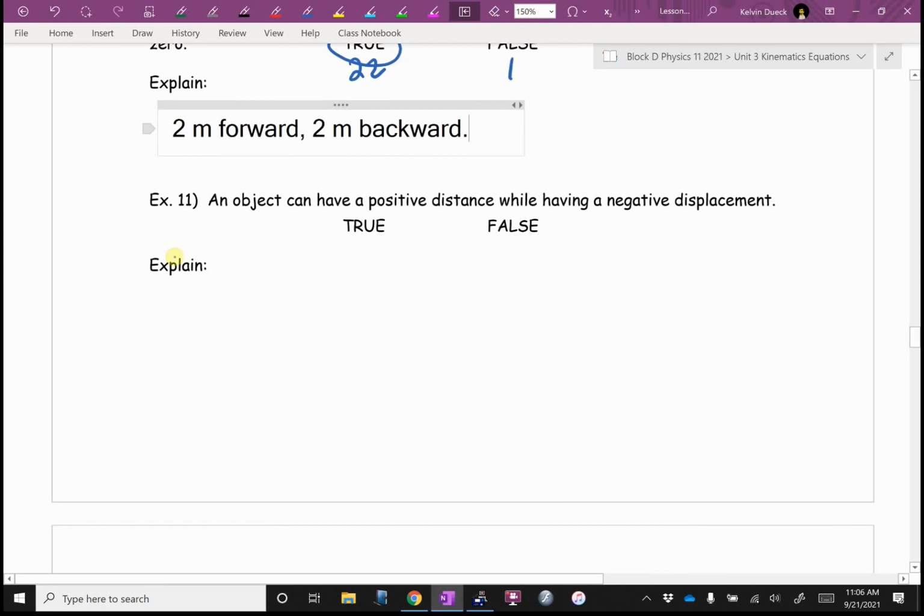Example 11. An object can have a positive distance while having a negative displacement. Once again, we're going to vote. Once again, how high you hold your hand up is how sure you are of the answer. So an object can have a positive distance while having a negative displacement. Who says this is obviously true?